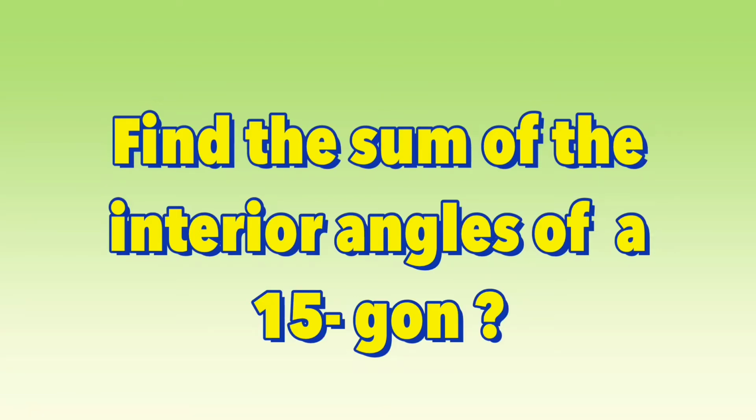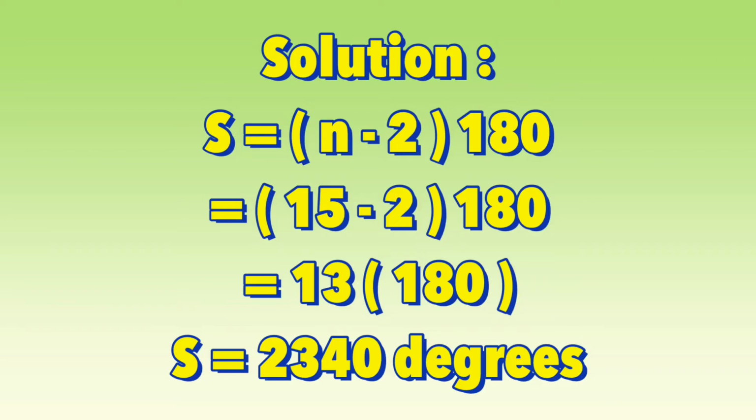Okay, next, number 4 problem. Find the sum of the interior angles of a 15-gon. Meaning to say, we have 15 sides of the polygon. So, solution, we have the sum equals n minus 2 times 180. Then, since n is the number of sides of the polygon, we substitute, so it becomes 15 minus 2 times 180. Then 13 times 180 equals 2,340 degrees, which is the sum of the 15-gon.